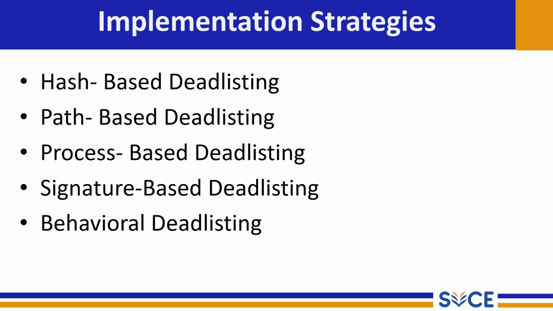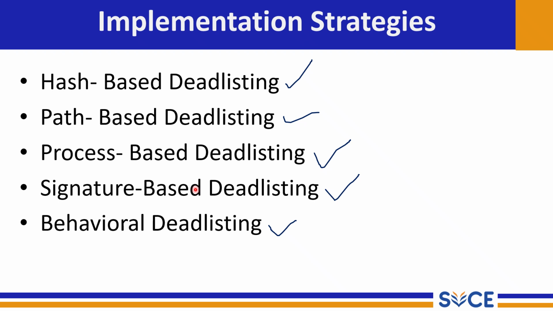So what are the common implementation strategies? Dead listing can be implemented using various techniques: hash-based dead listing, path-based dead listing, process-based dead listing, signature-based dead listing, and behavior dead listing, right? So these are the techniques for implementation strategies.